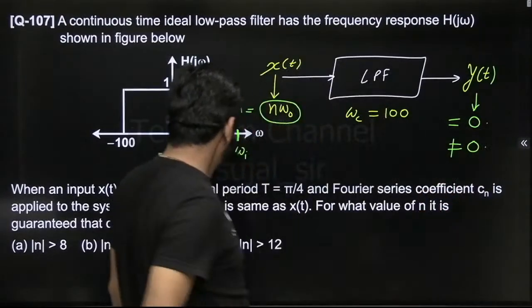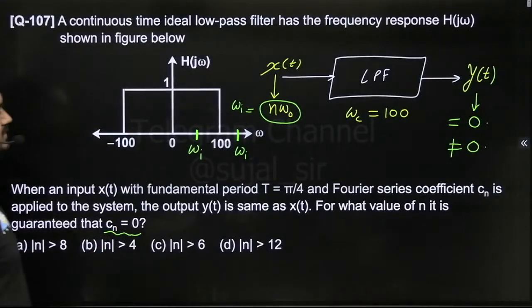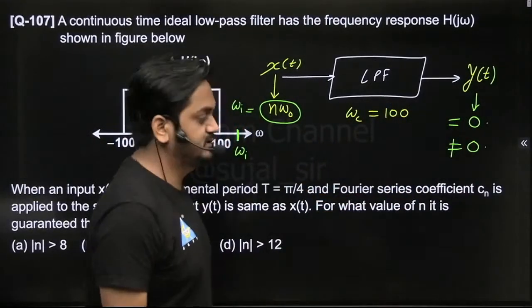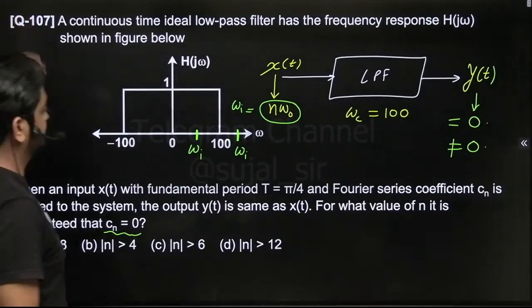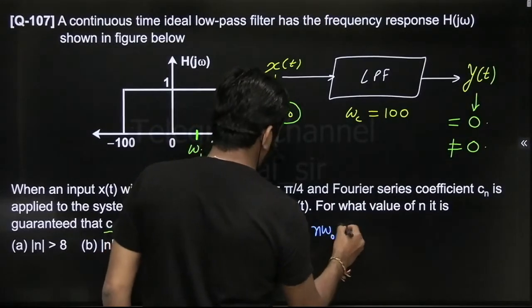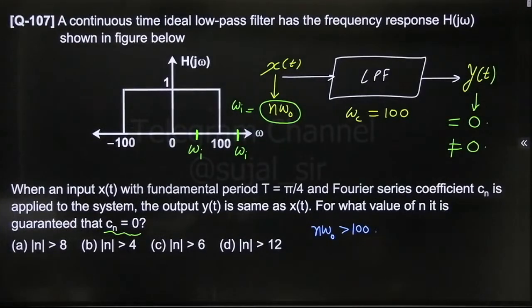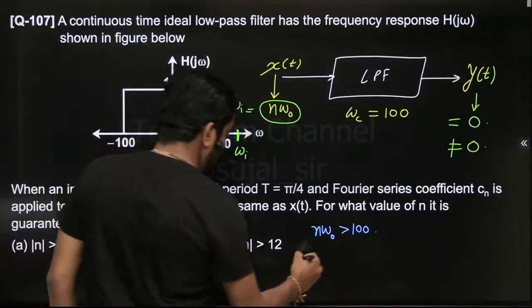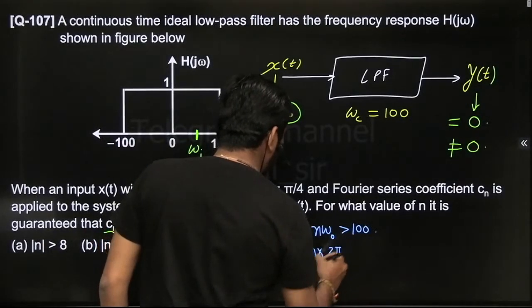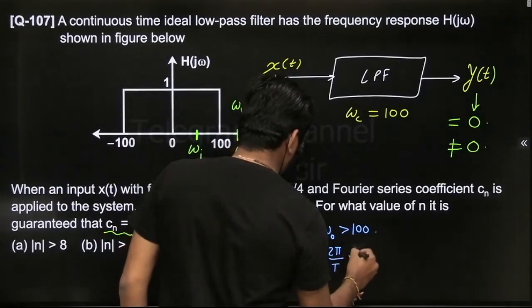They are saying it is guaranteed that Cn, the Fourier series coefficient, is 0. Now Cn 0 means the output is also 0. So what we can say here is that if n omega 0, the input frequency, is greater than 100, then Cn will be 0.